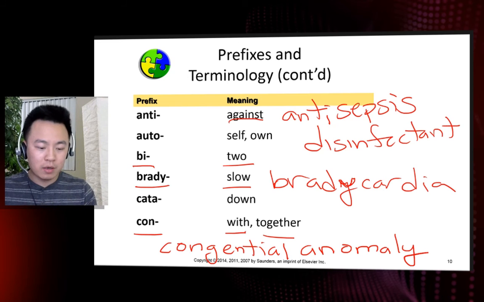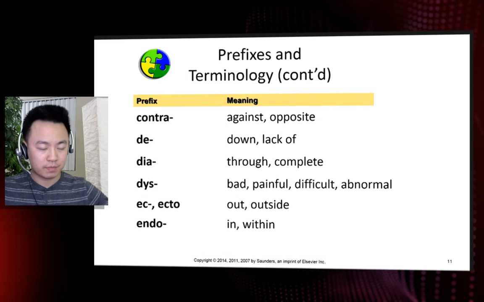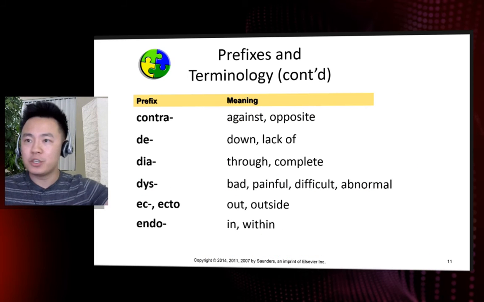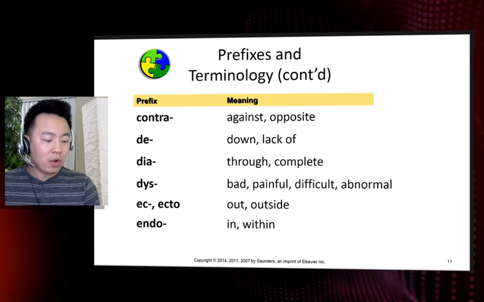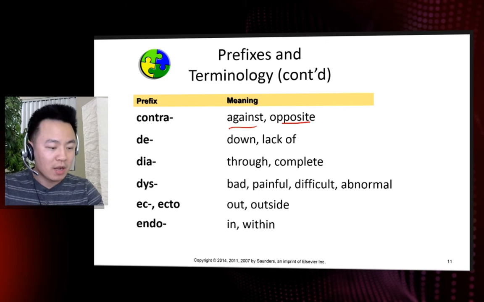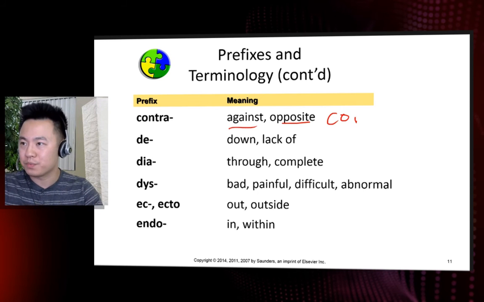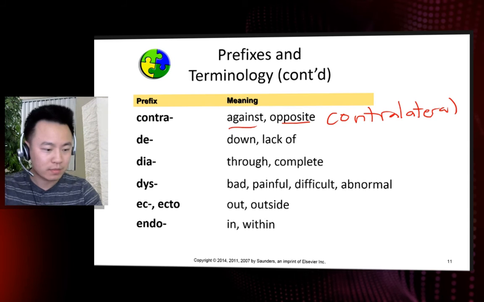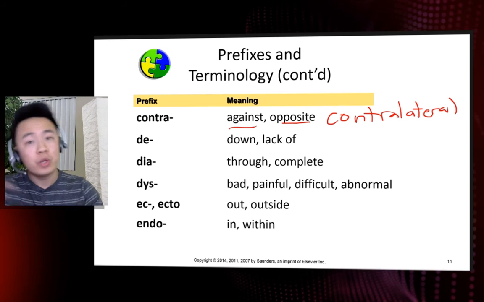Okay, and congenital anomaly means irregular birth. Additional words that you might want to know. For example, prefixes. For example, contra. Contra means against or opposite. For example, contralateral, which means pertaining to the opposite side.